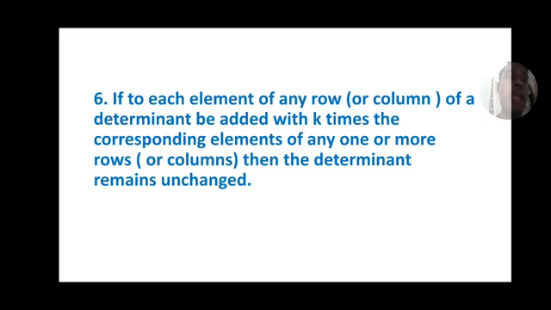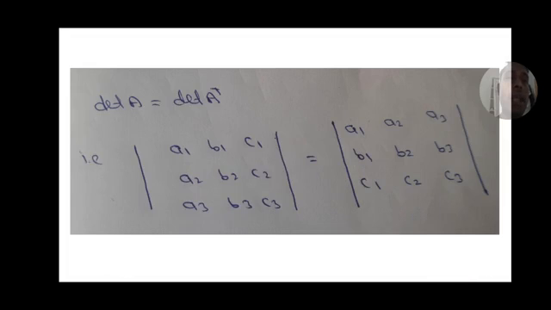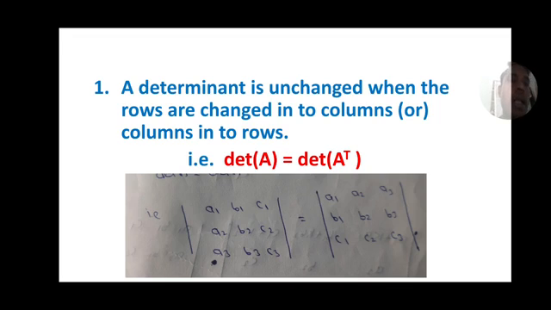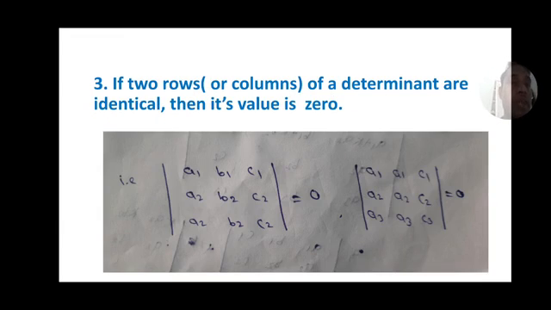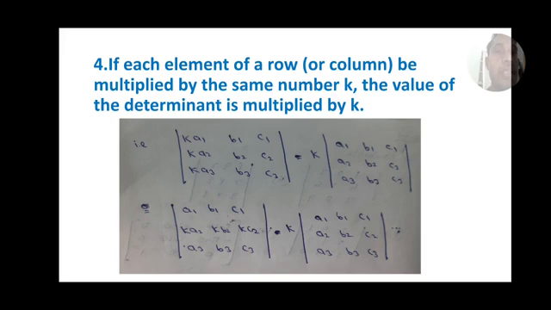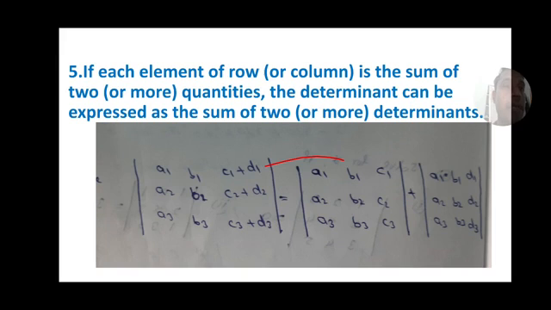So first property, I will repeat. First property is that determinant of A equal to determinant of A transpose. And second property is if you interchange two rows or columns, then determinant sign will be changes. Third property, if any two rows or columns are identical, then determinant value is 0. Next, if each element of a row is multiplied with k or column multiplied with k, its determinant value is k times the original determinants.